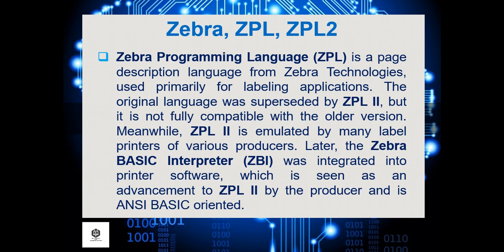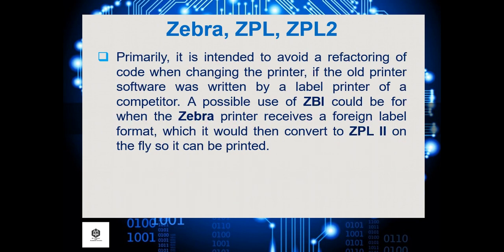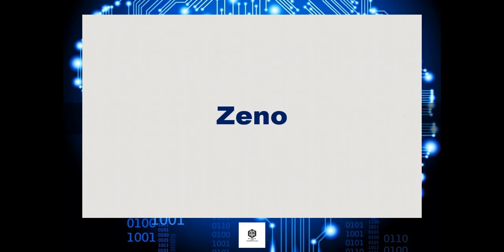Later, the Zebra Basic Interpreter or ZBI was integrated into printer software, which is seen as an advancement to ZPL2 by the producer and is ANSI BASIC oriented. Primarily, it is intended to avoid a refactoring of code when changing the printer if the old printer software was written by a label printer of a competitor. A possible use of ZBI could be for when the Zebra printer receives a foreign label format, which it would then convert to ZPL2 on the fly so it can be printed.